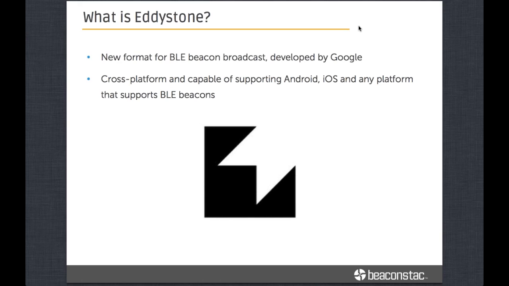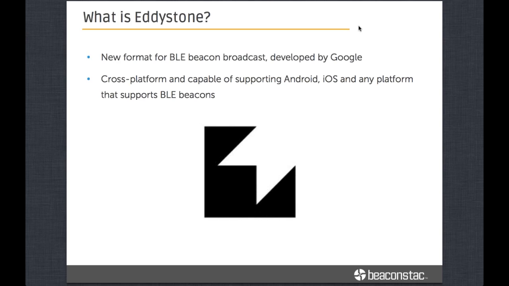Eddystone is the new format which Google has announced and is supposedly open. So essentially what that means is it could change with input from multiple companies. But it's a different way of broadcasting a BLE packet. It's got a different format. What's interesting and unique about it is that it is cross-platform by design. So it's designed to work on both Android and iOS, and any platform, honestly, that supports BLE beacons.